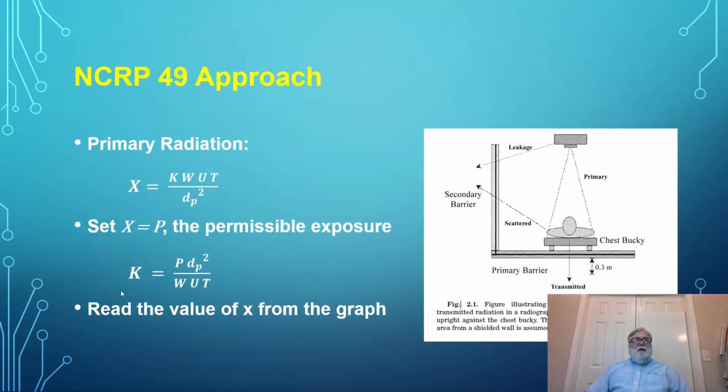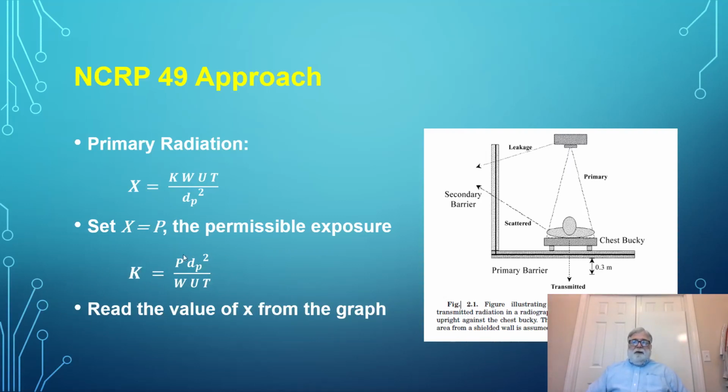Now, one reason I go through the old way of doing things is because you see this formula in a lot of places. There's a formula sheet that the American Academy of Health Physics gives to people who take the exam to remind them of formulas that they should know how to use. This formula is on that sheet. So it's been around for a long time. So PD squared over WUT, knowing what the symbols stand for and how to calculate it.